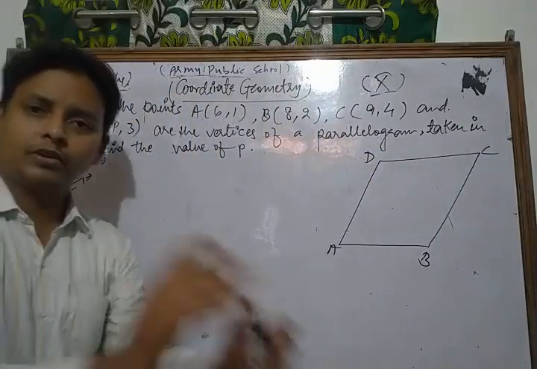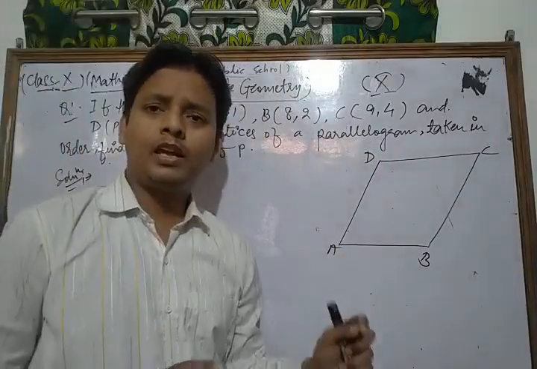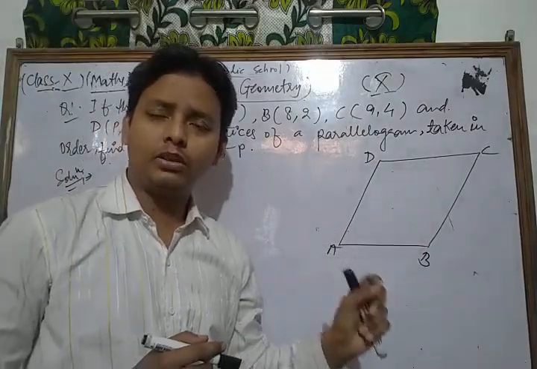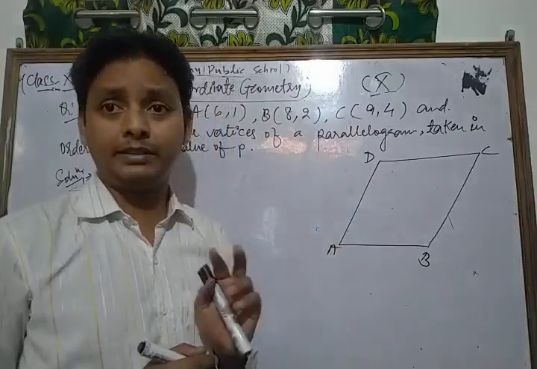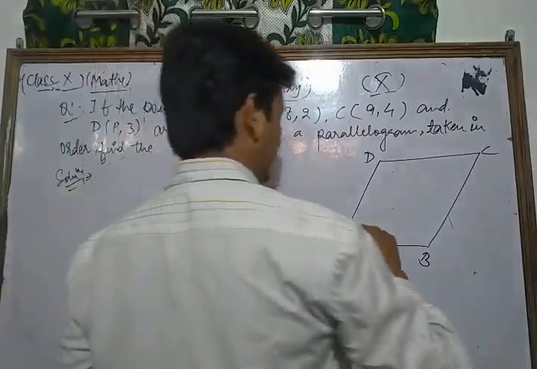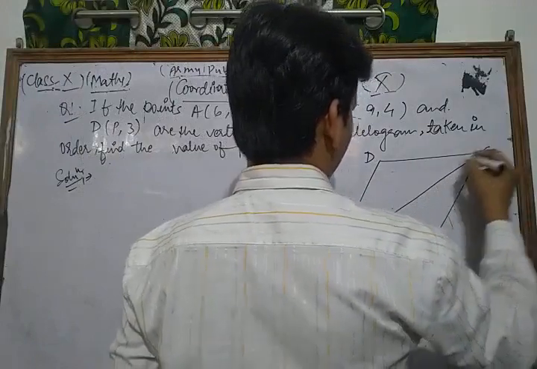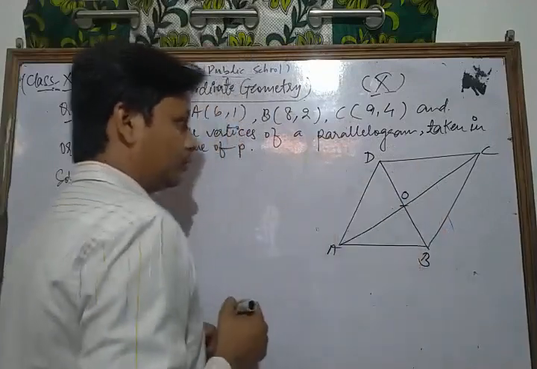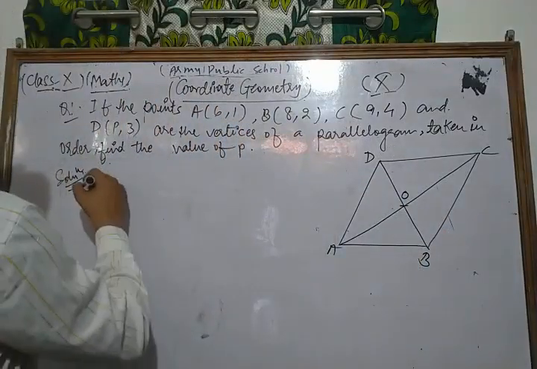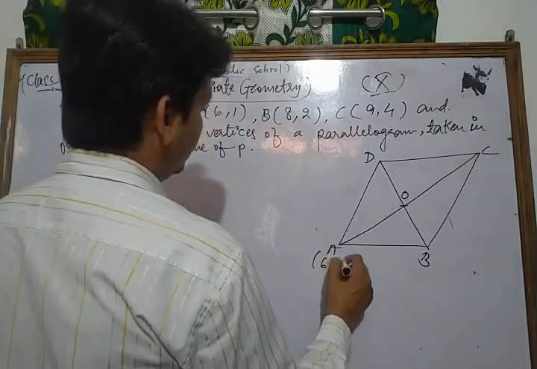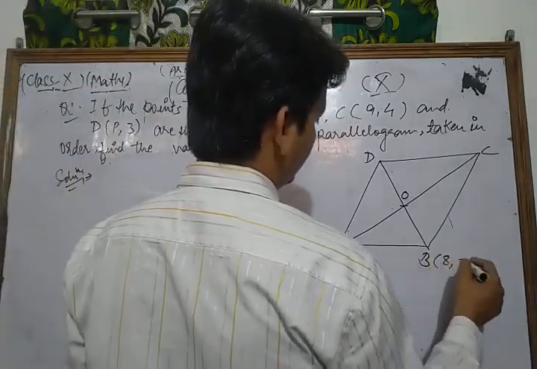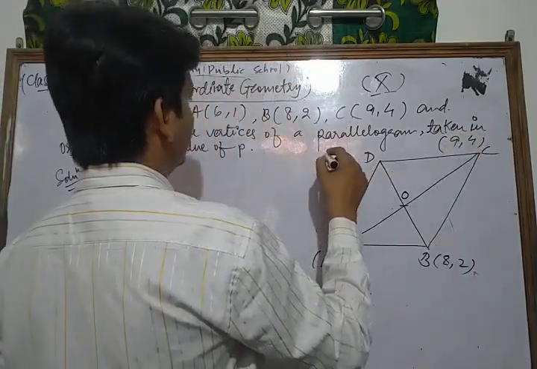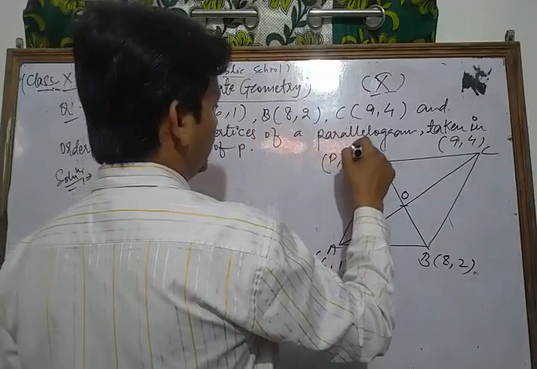First of all, you know the property of a parallelogram: the diagonals of a parallelogram bisect each other. Bisect each other means what? If we join AC and BD, suppose they intersect at O. We know that A is (6, 1), B is (8, 2), C is (9, 4), and D is (p, 3).